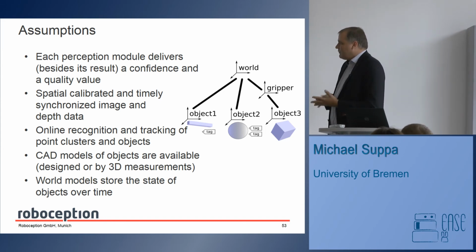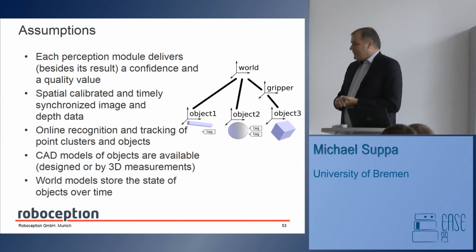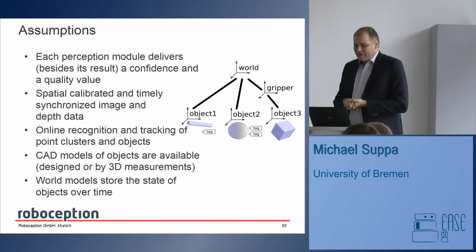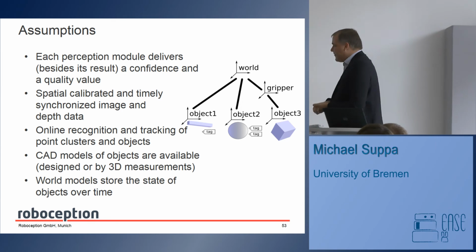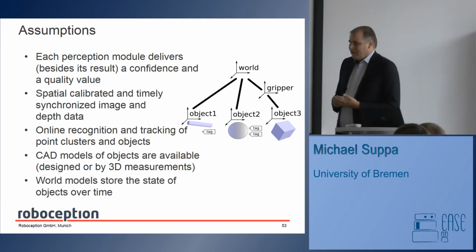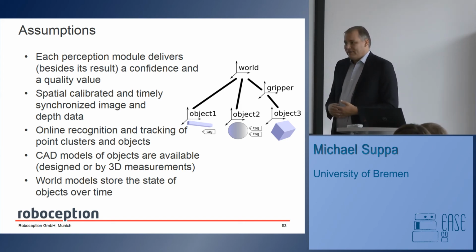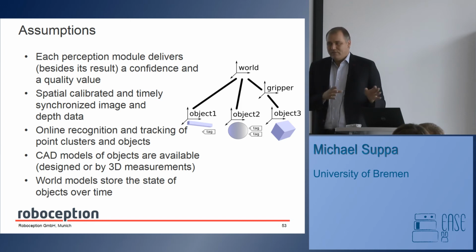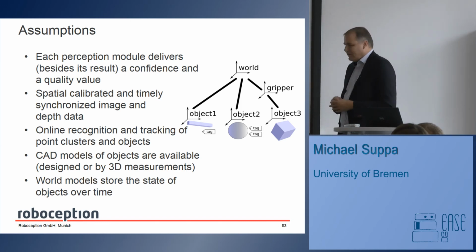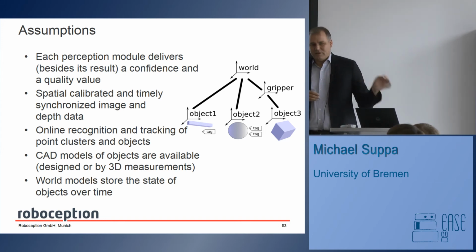We can do online recognition and tracking of point clusters and objects. CAD models are sometimes available. That's not always the case. And we are decoupling object recognition from world state. So basically on our side, the object recognition never has a state. There's only one module that concerns the state, and that is the world model, that basically keeps track of how objects change over time.